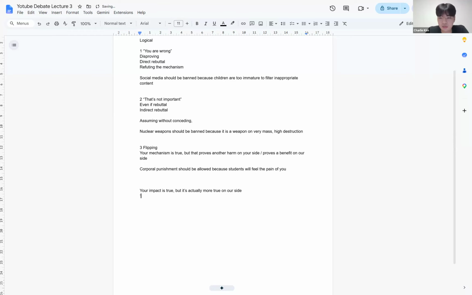So for example, let's use the same example, because I don't want to think of new ones. If this is the argument, hey, corporal punishment should be allowed because students will feel the pain, you can say that your impact is discipline, but discipline is better accessed on our side. When students actually learn what they did wrong and why that is wrong, that is when they are disciplined. They're much more disciplined when they respect the teacher and when order is kept in a natural way, not in a place where corporal punishment and hitting happens all the time. So you can say that your impact is true, but it's actually more true on our side.